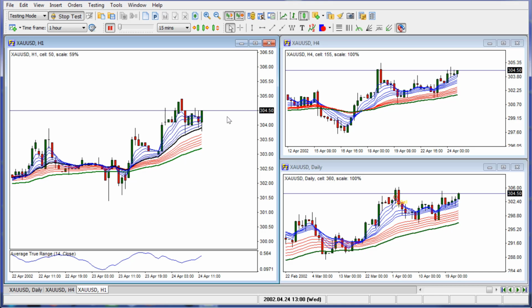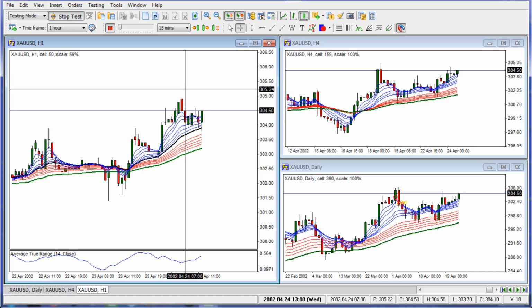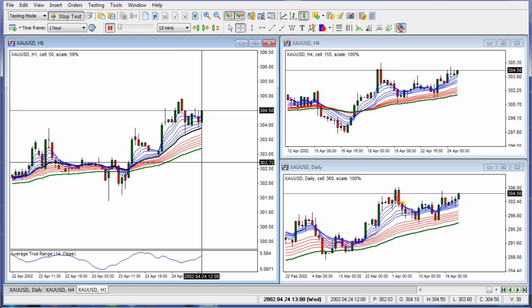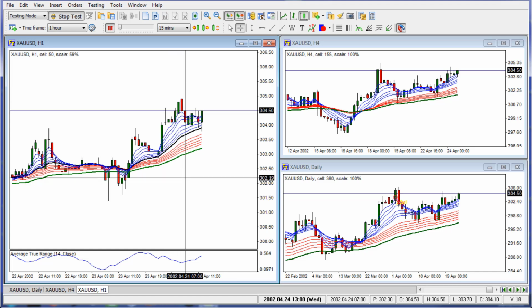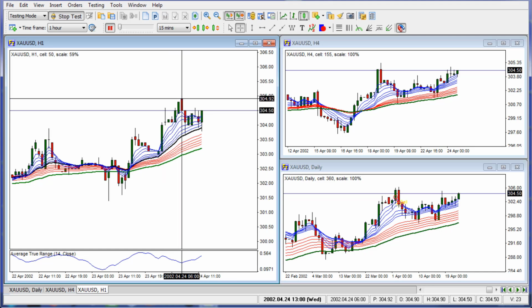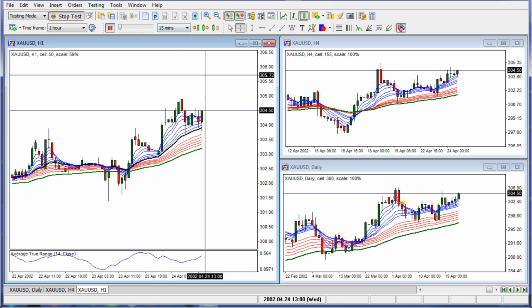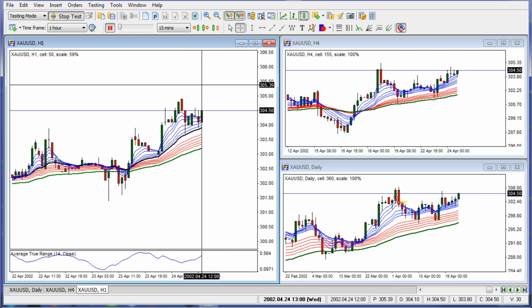So we need to place a buy stop above this local swing high plus 14 ATR. So we can see the swing high was at 304.90. The ATR down here is trading at around 50. Okay, so we're going to put in 50 pips onto the swing high. That puts our entry at 305.40. And we'll put a pending buy order in there.